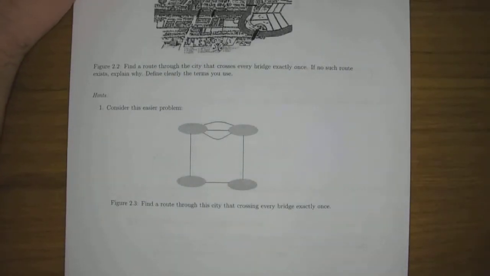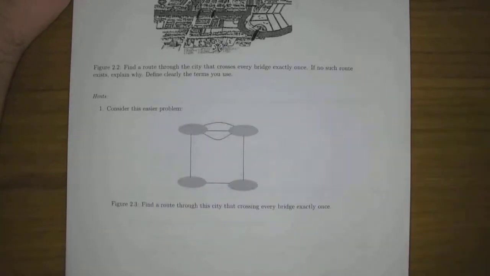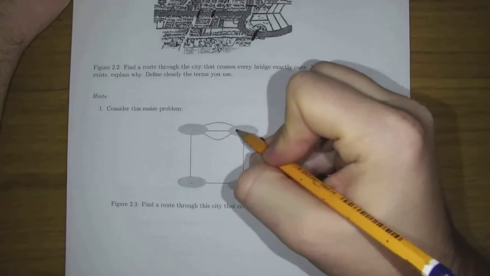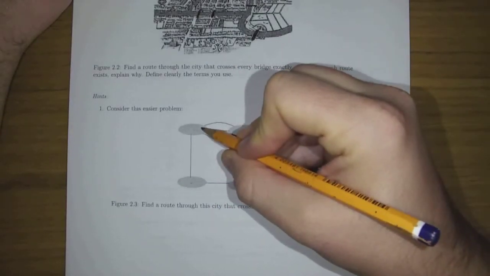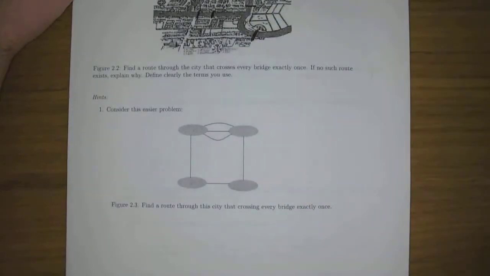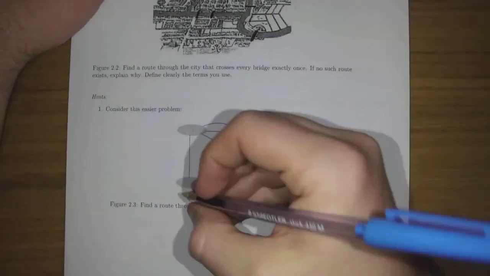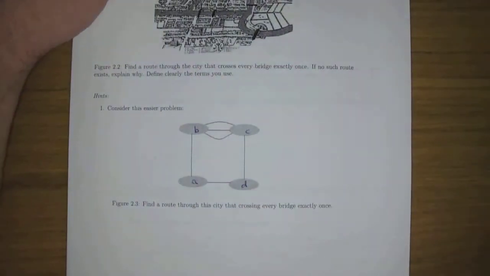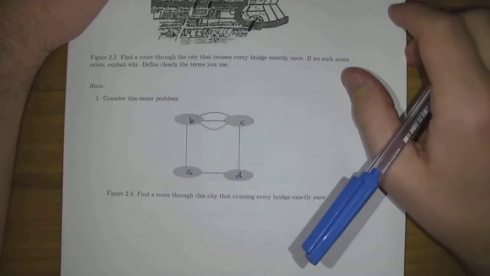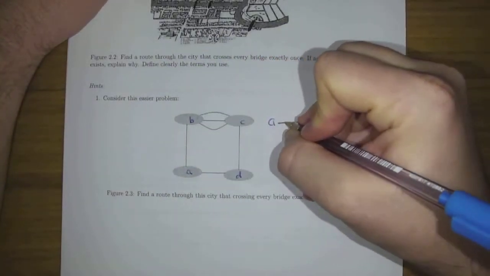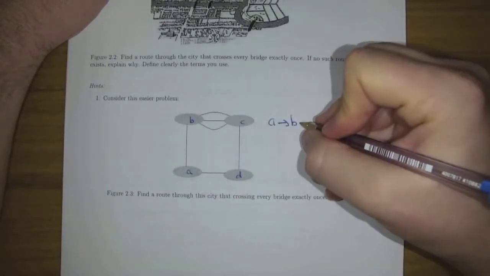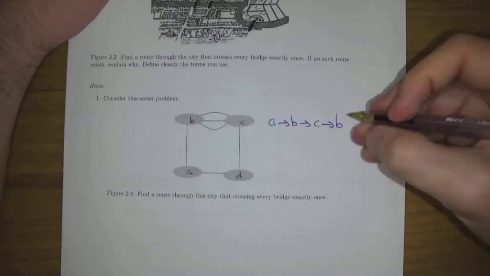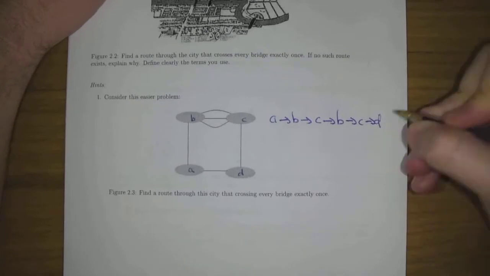So can we find a way around this? Say we start here and go from here to here, and then from here to here, here to here, and here to here, and that works. Let's label the nodes and write down what we did: A, B, C, D. We can get a route, and this is the notation that we'll eventually use. A to B, then B to C, then back to B, then back to C, and then to D, and then back to A.